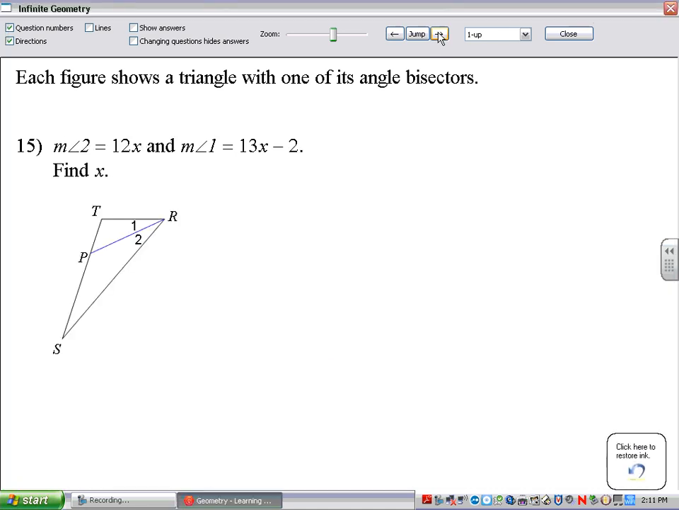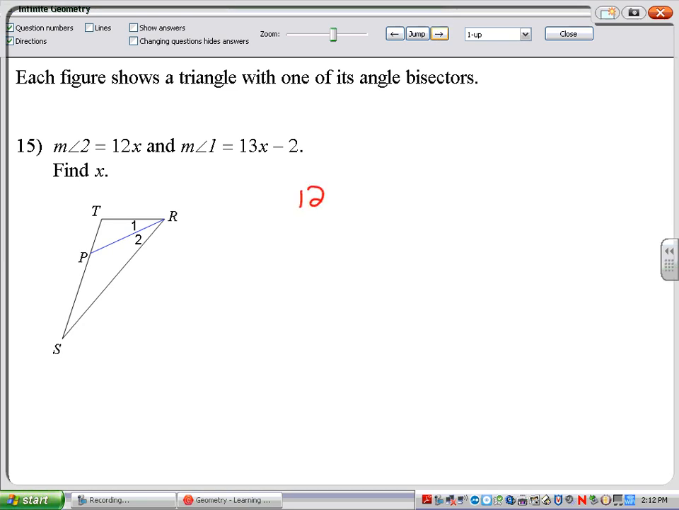Number 15. This one says the measure of angle 2 is 12x. That's a small angle. And the measure of angle 1 is 13x minus 2. That's a small angle and another small angle. So I would write 12x equals 13x minus 2. I would not double anything, so no distributive property here.